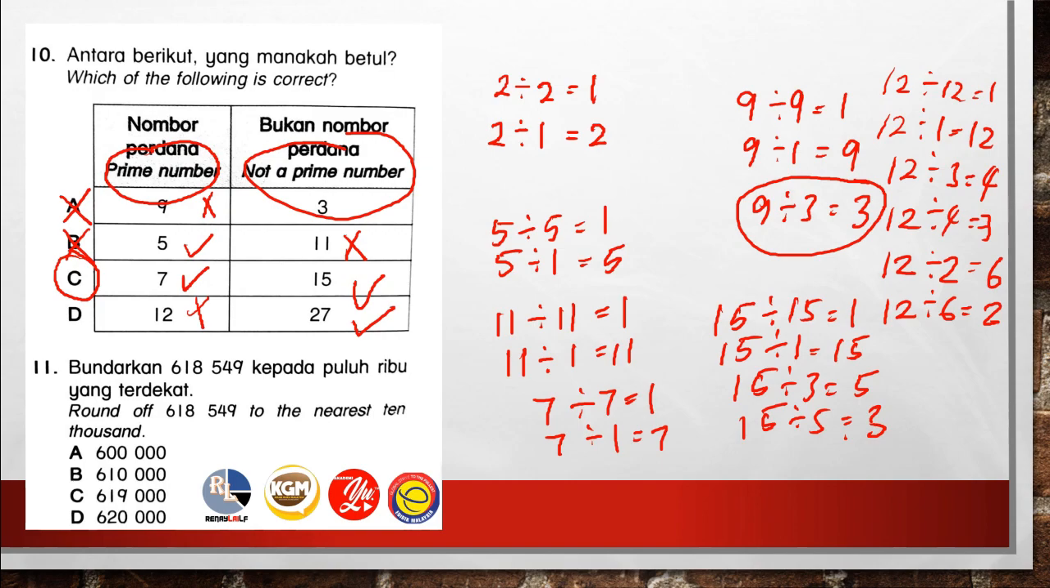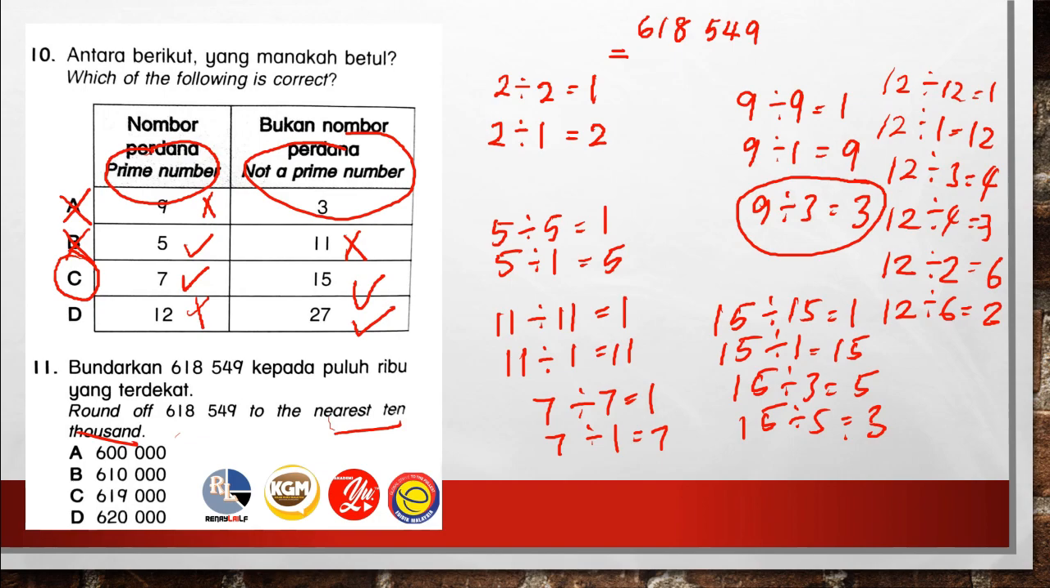Okay, let's look at number 11. Round off 618,549 to the nearest 10,000. Alright, let's do the question up here. 618,549 rounded off. Don't forget, rounded off, the answer must be written at the bottom.